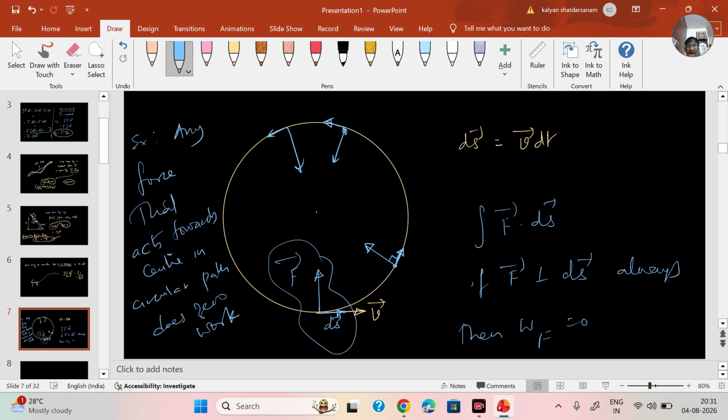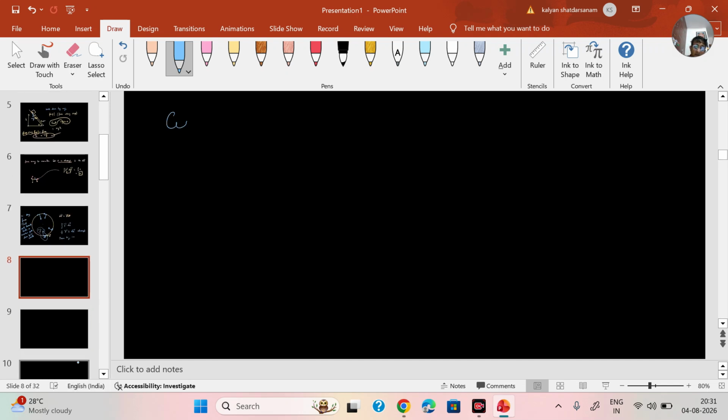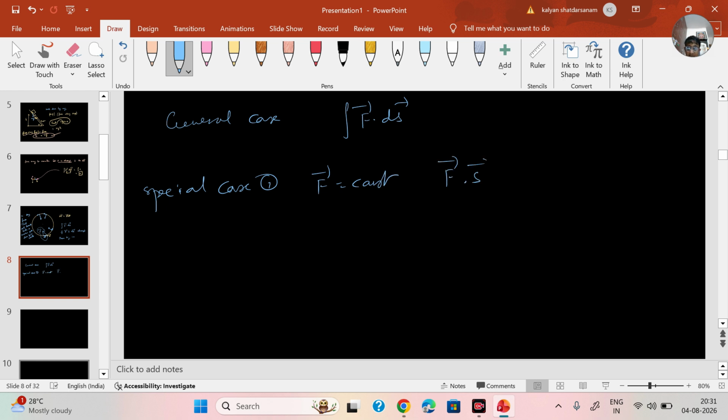So I have the general case, where integral F dot ds is the work done by the force. If the force is constant, F dot s net will be the work done by the force. That is one special case. If F is perpendicular to ds at every moment, then F dot ds will be 0 and integral F dot ds will be 0. That is another special case. So I am writing here for clarity: work done by the force is integral F dot ds. Special case 1, where force is constant, in that case the same definition will become F dot s net, that will be the work done by the force.